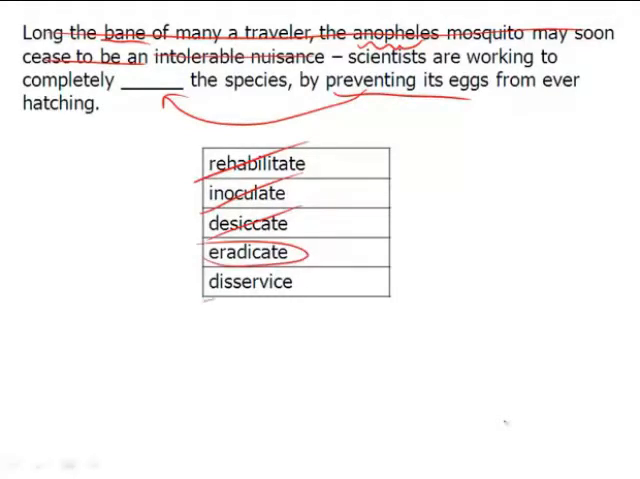Disservice means to not be helping out something, and that doesn't work. You're not doing a disservice or something that's unpleasant or unjustified. Again, you're getting rid of or preventing the mosquito from ever laying eggs or preventing those eggs from ever hatching. So, the answer is eradicate.